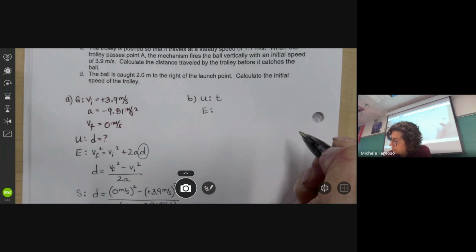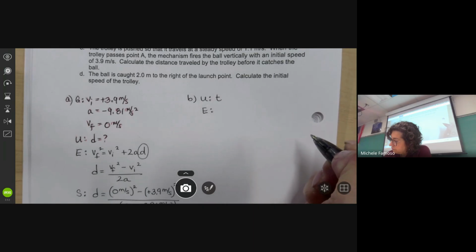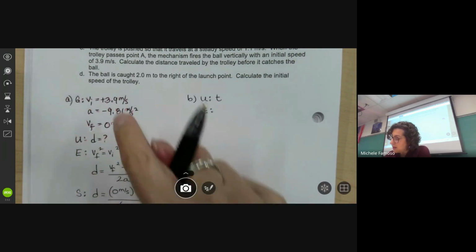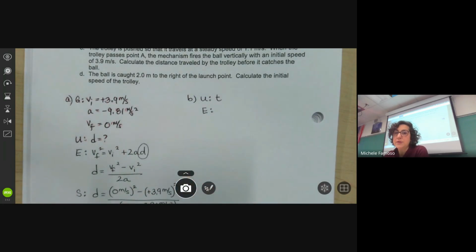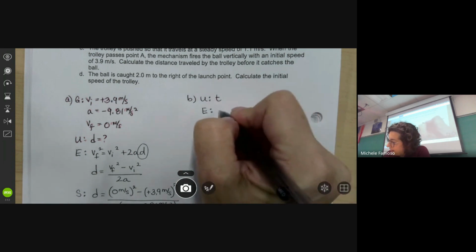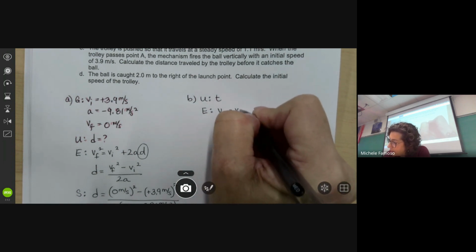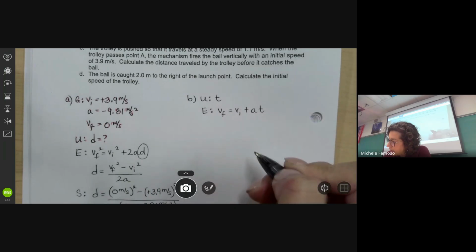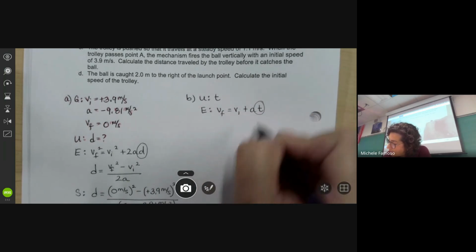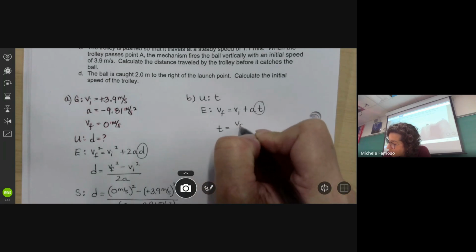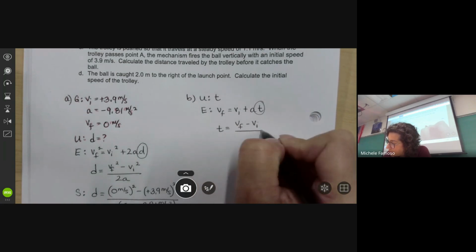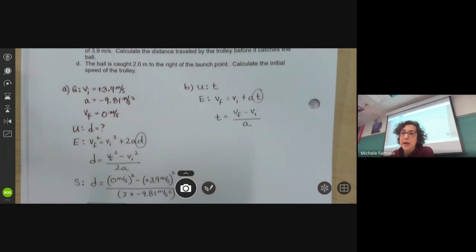D equals VIT plus 1/2 AT squared. I don't like that one because the VI is not 0, so it means I'd have a quadratic equation to solve, and I don't want you to use the quadratic equation to solve for time. I think VF equals VI plus AT. That's better. VF is VI plus AT, which means if I solve that for the variable T, you are going to get VF minus VI all over A.